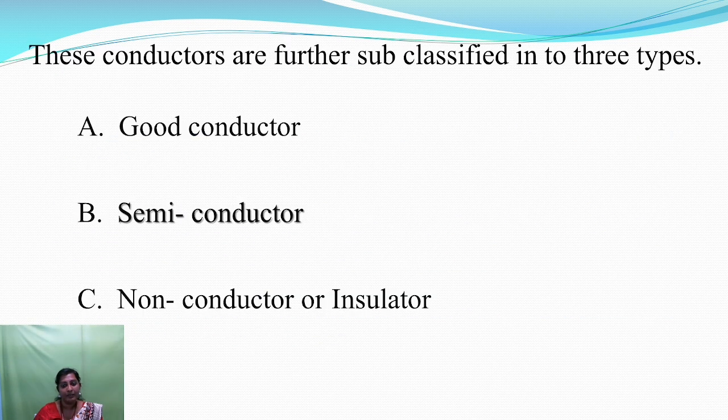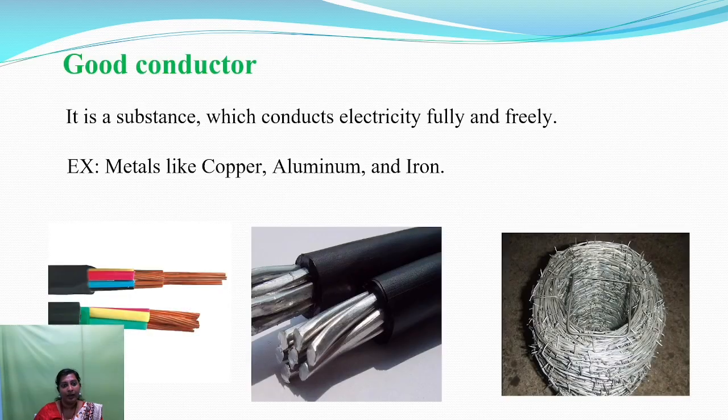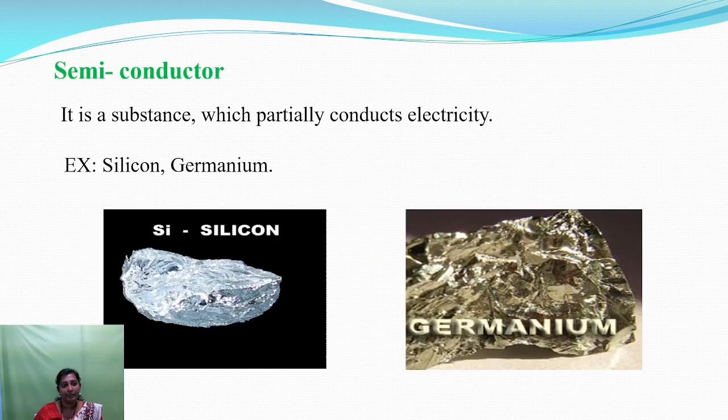These conductors are further subclassified into three types. The first one is good conductors, the second is semiconductors, the third is non-conductors or insulators. What is the meaning of good conductors? A substance which conducts electricity fully and freely. Examples of good conductors are metals like copper, aluminium and iron. See the diagram: first copper, second aluminium, another one iron. Then semiconductors: a substance which partially conducts electricity. Examples are silicon and germanium.